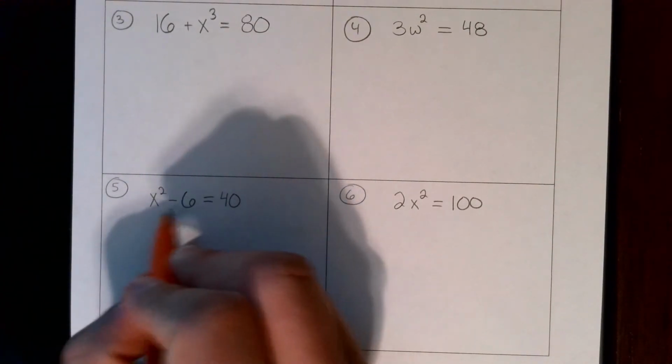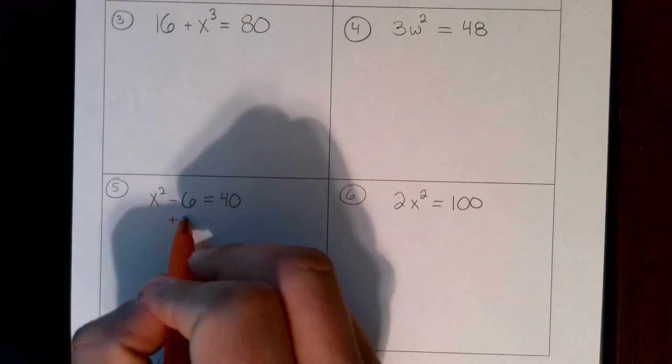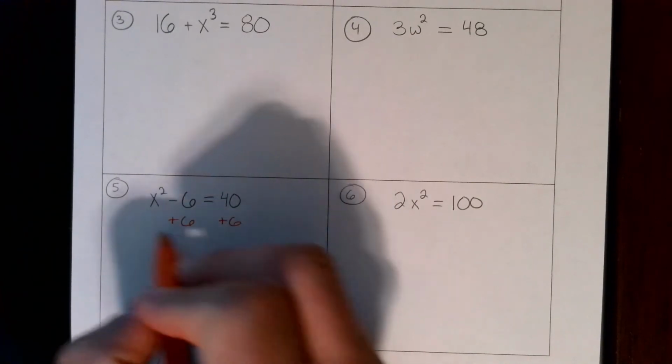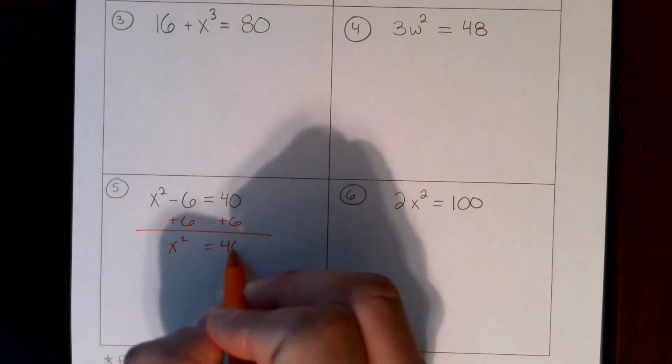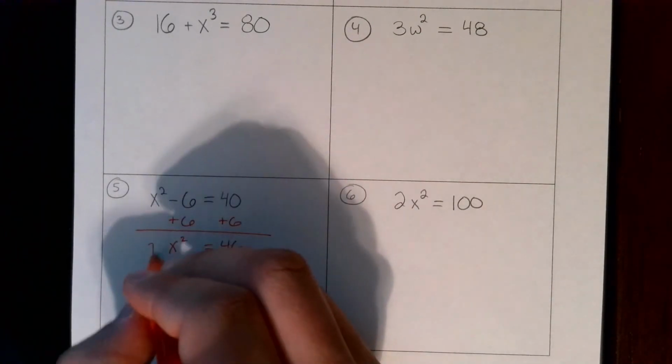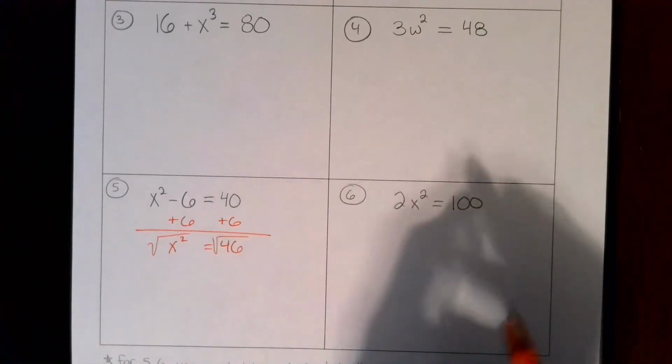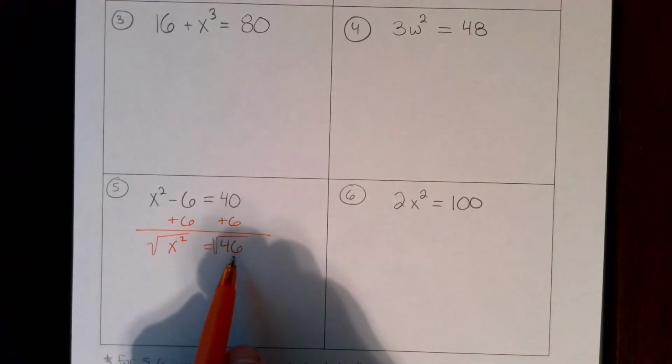So first one here, we've got to get the x squared alone, so get rid of the minus 6 by adding 6 to both sides. You get x squared equals 46. Now when I go to take the square root of both sides, the closest perfect square to 46 is 49. The square root of 49 is 7. So this is a little bit less than that.